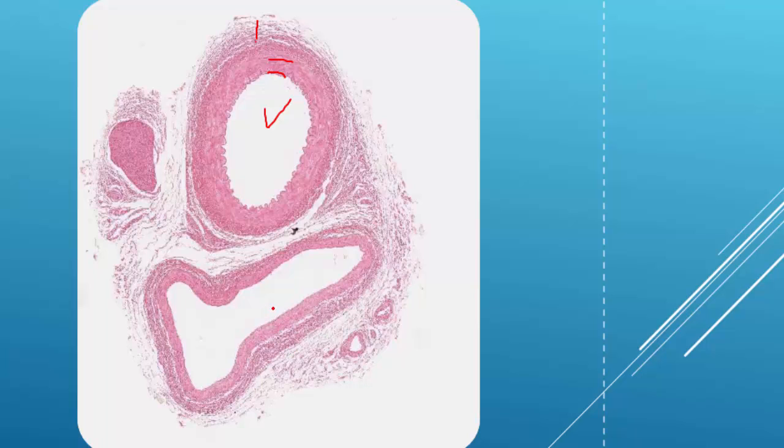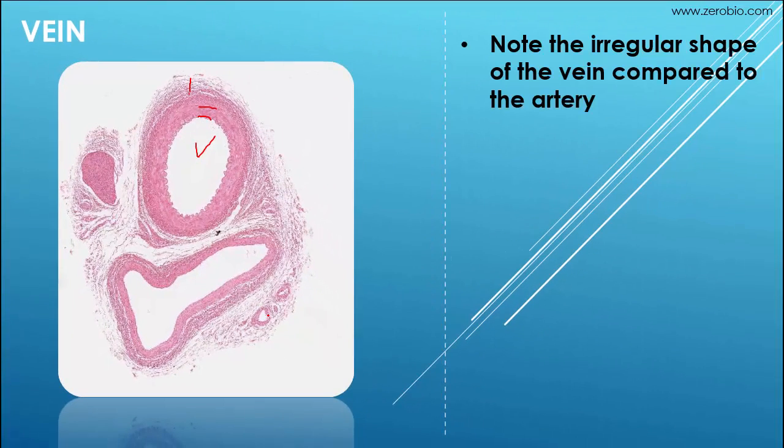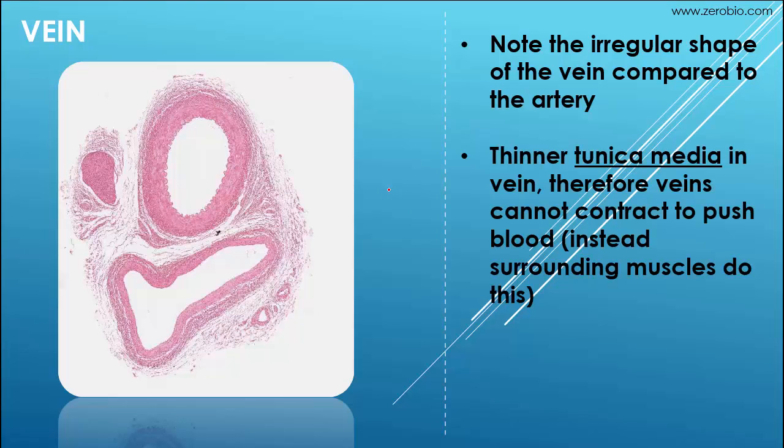And also I want to mention that, notice that you could say that this vein is larger than this artery. All right, so once again, don't think that arteries are more important or they're larger. They're thicker, but they're not necessarily larger. Okay, so I just made a couple of points down here. Just note the irregular shape of the vein compared to the artery. You've already written about that, so it's not necessary to write that down. And again, notice the thinner tunica media in the vein.